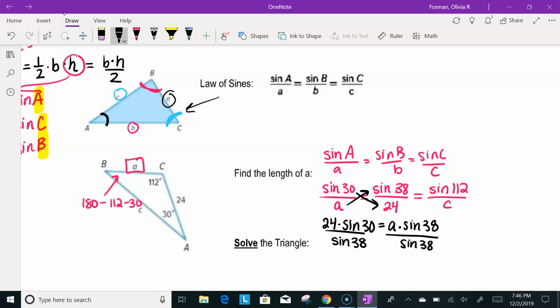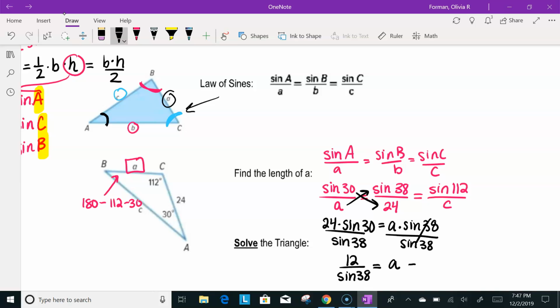So be careful with how you put this in your calculator, okay? What you want to do is take 24 times sine of 30, and press equals. You can either write it down or keep it in your calculator, but you want to say equal before you go and divide by sine of 38. So 24 times sine of 30 comes out to 12 on your calculator. So you're going to take 12 divided by sine of 38.